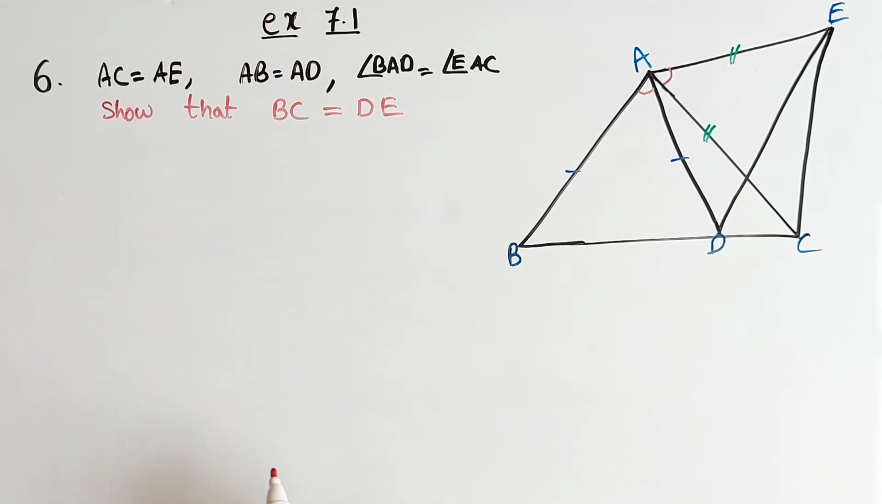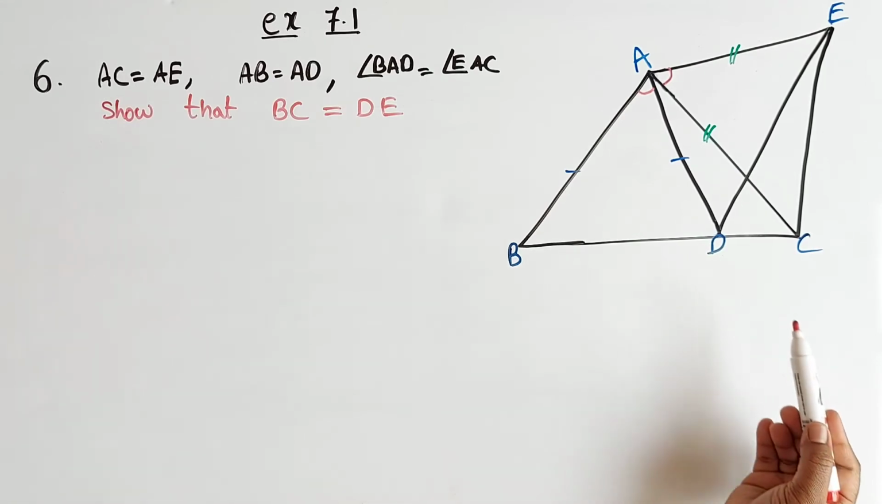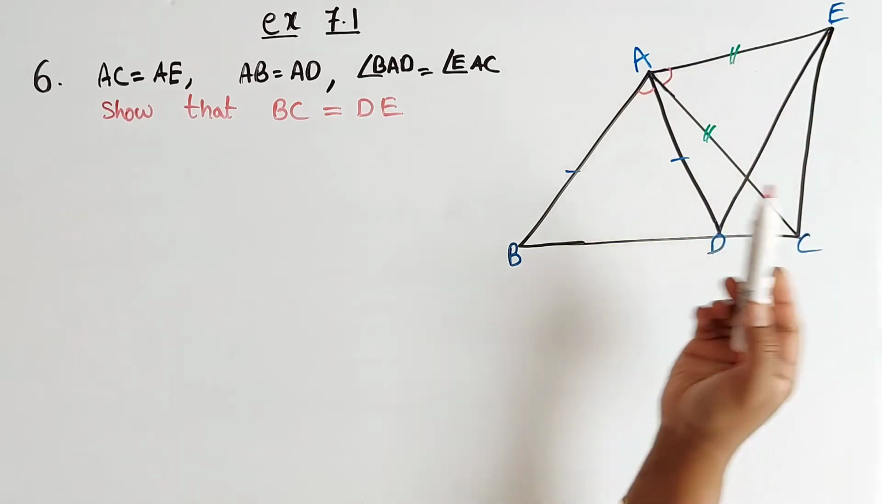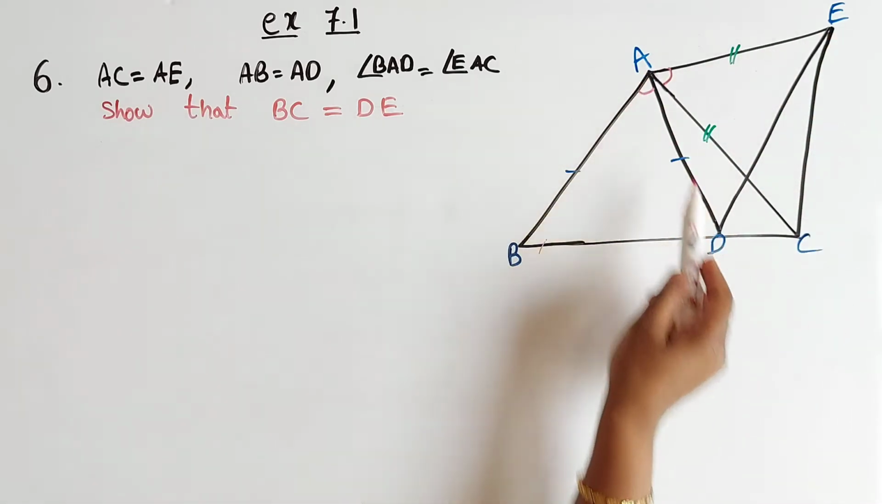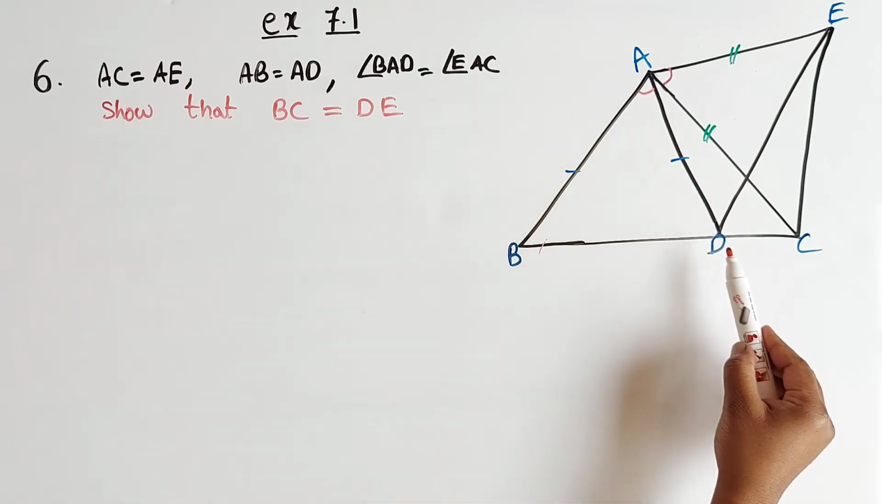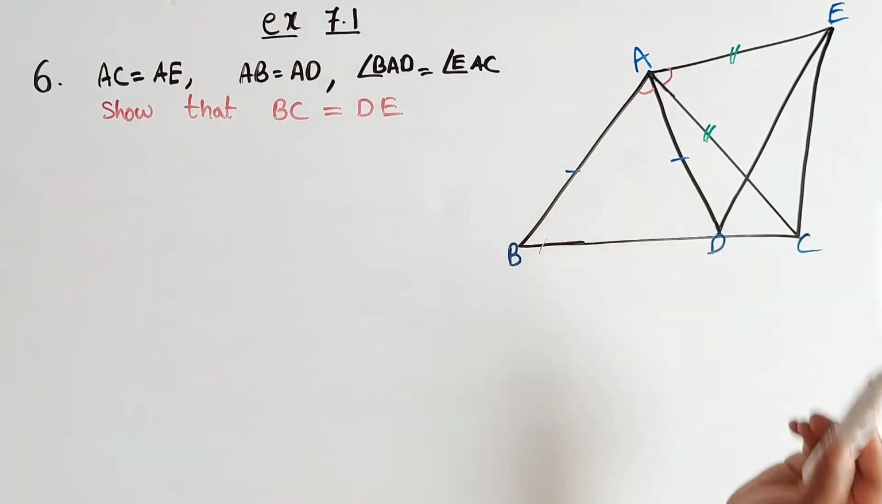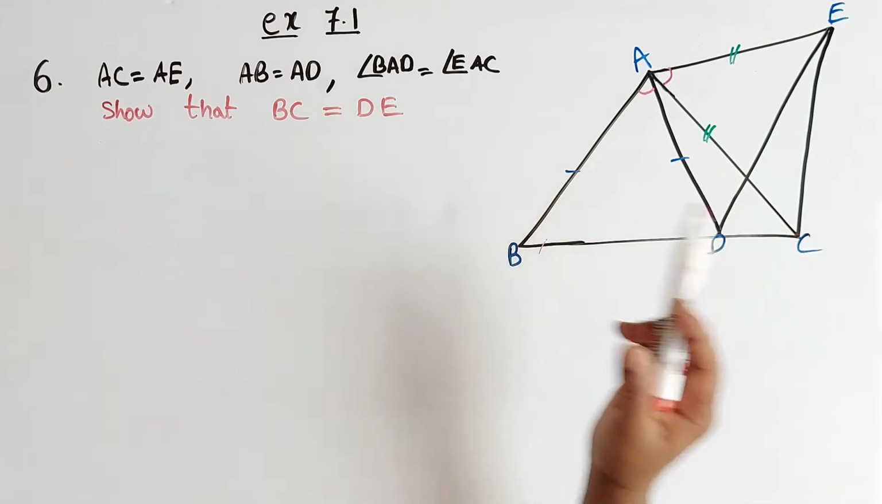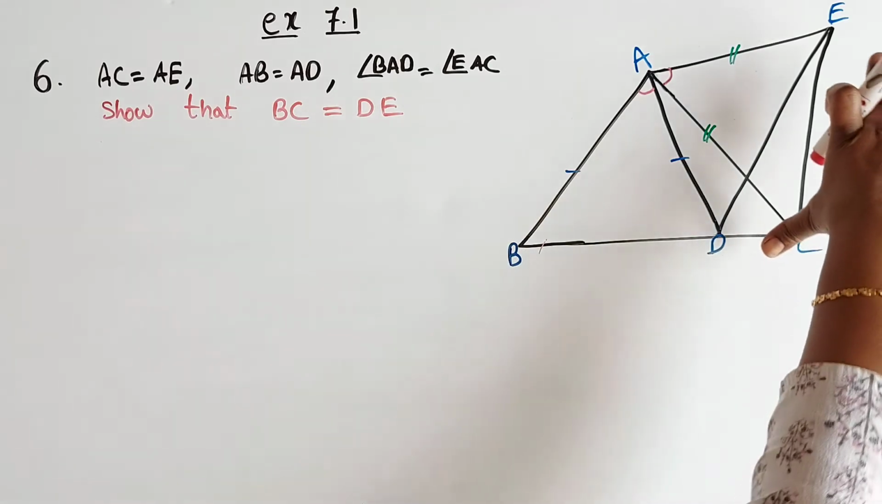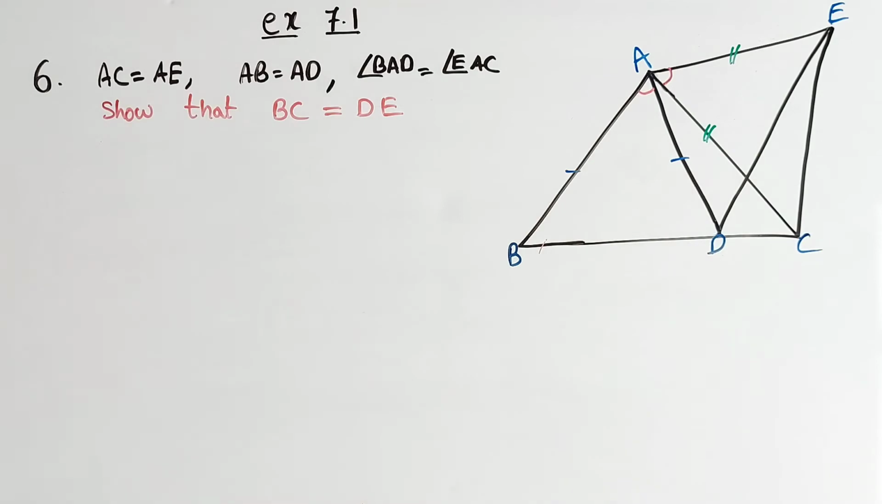Question 6, children. In the figure, AC equals AE, AB equals AD, and angle BAD is equal to angle EAC. Right, children? So we have to show that BC equals DE. Correct, children? This is the question.